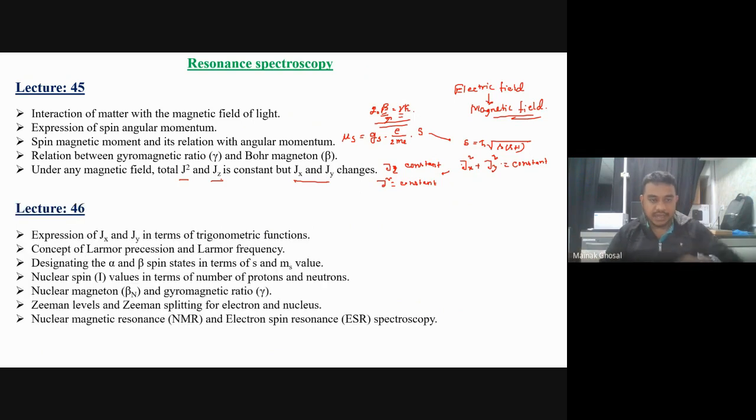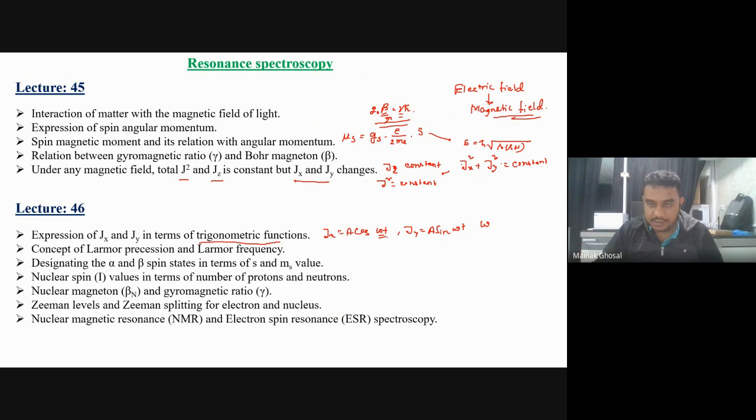Then the expressions of Jx and Jy were given in terms of trigonometric functions. It was shown that you can take Jx as A cos omega t, and Jy in terms of A sin omega t, such that if they are squared and then added, you get only one. So in terms of trigonometric functions, you can find this omega.